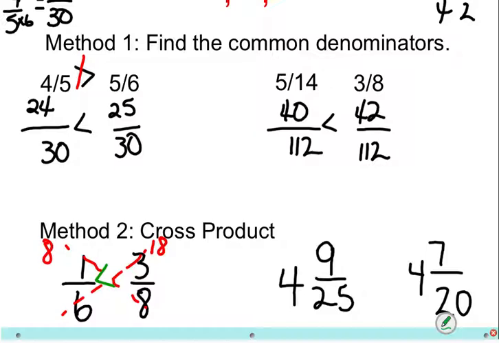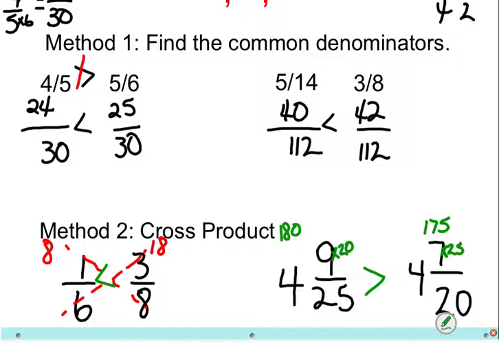And if I use the cross product, what is 9 times 20? 180. What is 25 times 7? 175. Now compare 180 and 175. 180 is larger. So that whole fraction is larger.